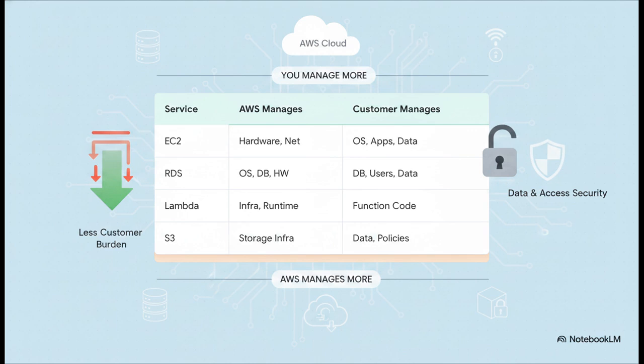The infrastructure, the runtime, the scaling. You basically just manage your function code. For S3 storage, you're just managing your data and who has access to it via bucket policies. So the responsibility line shifts dynamically based on the exact service you choose.